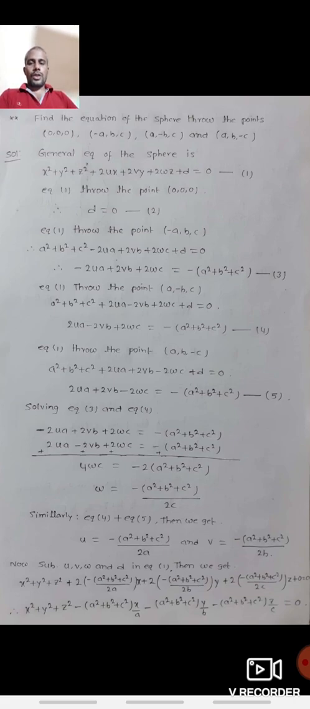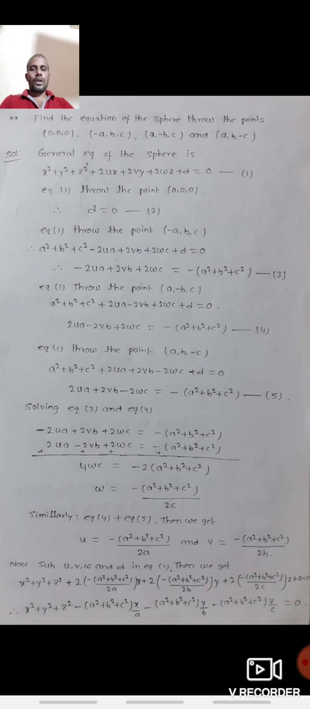Now the solution of this problem. We already know the general equation of the sphere is x² + y² + z² + 2ux + 2vy + 2wz + d = 0. Let us take this as equation 1. Equation 1 is passing through the point (0, 0, 0), the first point. Substituting these x, y, z values in equation 1, we get d = 0. Let us take this as equation 2.